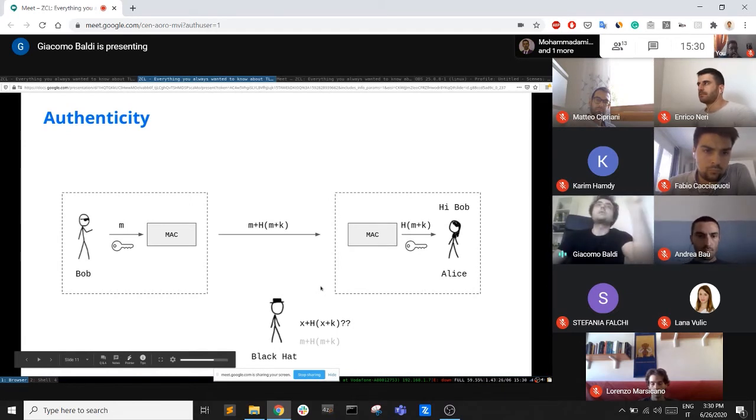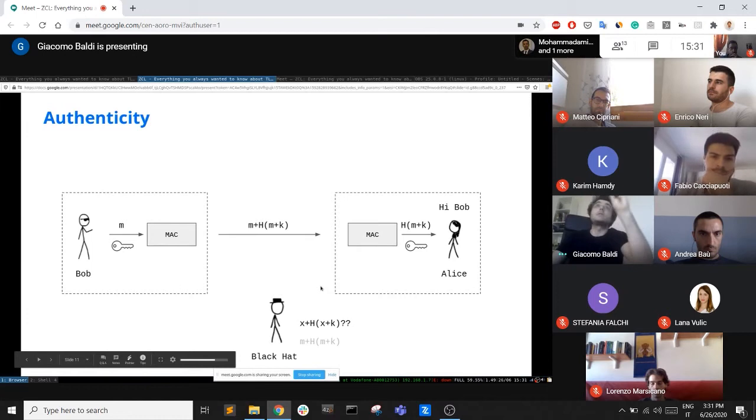How does it work? There is a key shared between Bob and Alice, and Bob generates a function that is dependent on the message and the key, and sends it together with the message to Alice. Since only Bob and Alice know the key, this amounts to having an authentic message. Okay, Black Hat cannot generate a message that is authentic because it doesn't know the key.